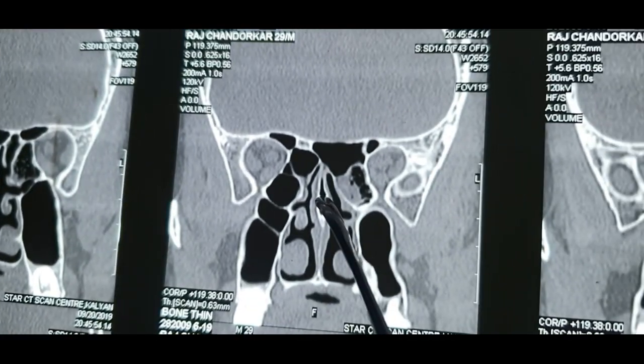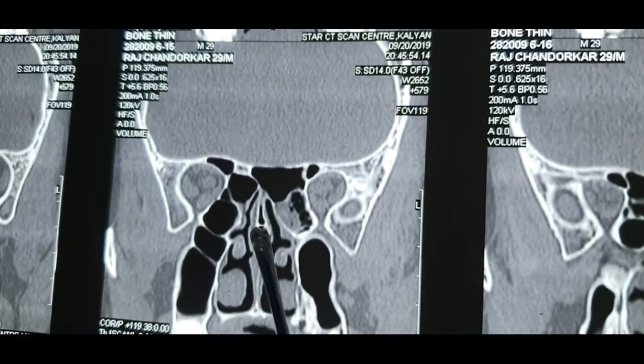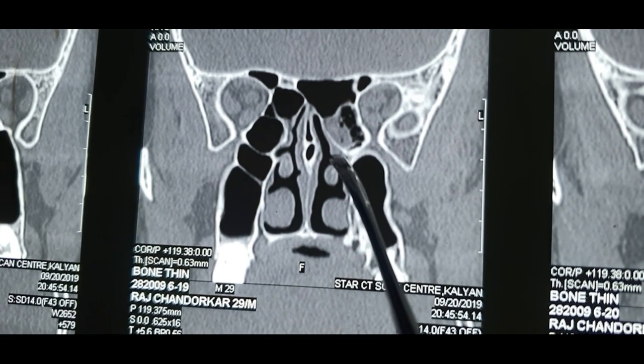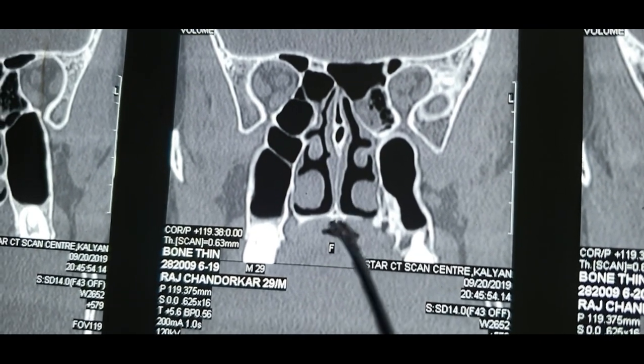And the third point along with it is, see, this is a nasal cavity proper. This is a nasal cavity. This is still the posterior ethmoids here. This is a nasal cavity.